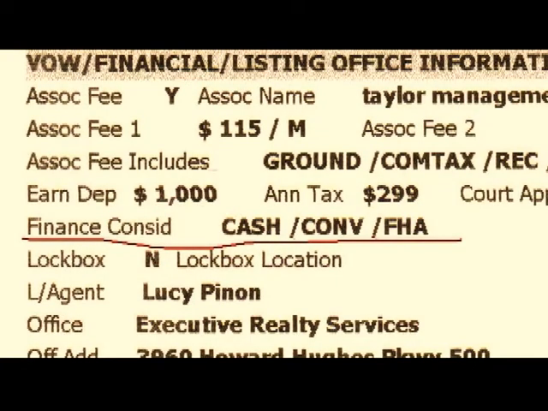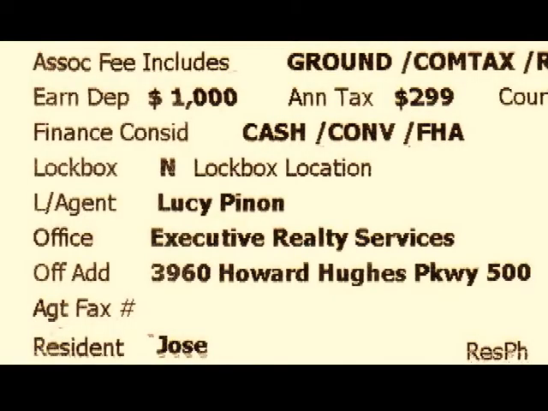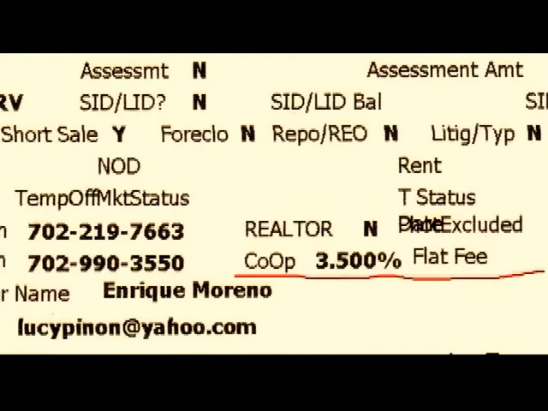Cash, conventional, FHA, VA, and what kind of lockbox is on the property. The listing information, the information for the listing agent, such as phone number, address of the broker, and something that should be very important to you, where it says co-op, that tells you the percentage that they are cooperating for the buyer's agent. Now, another reason why you want to make a copy of the MLS is you want to make sure that you have a permanent record of the commission that was offered to you.